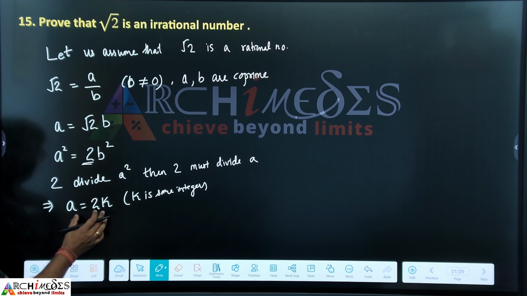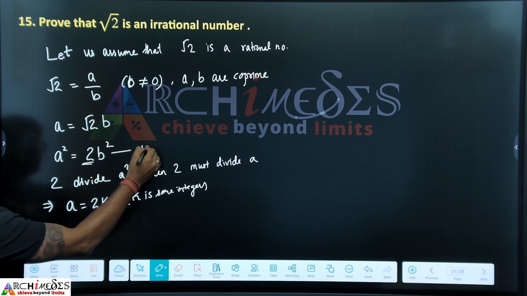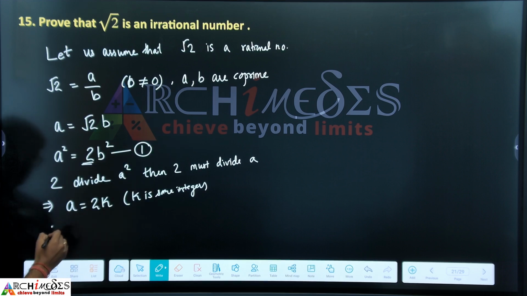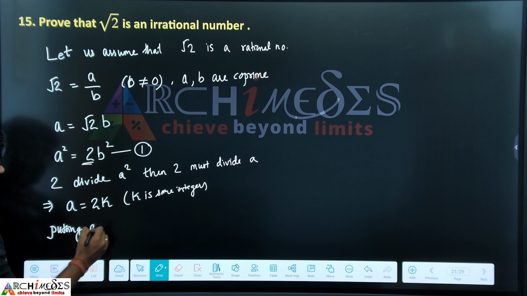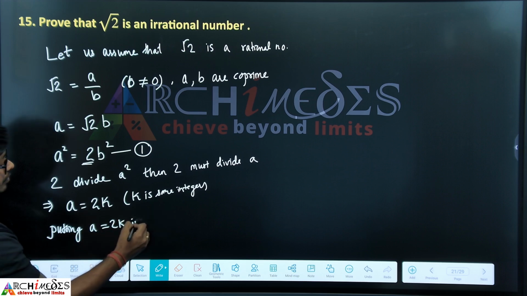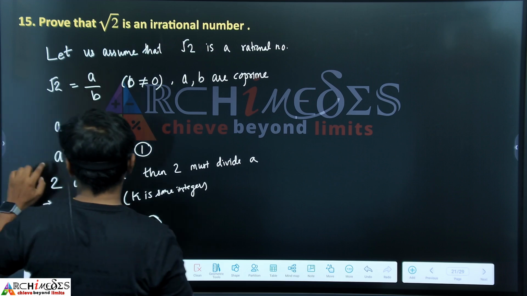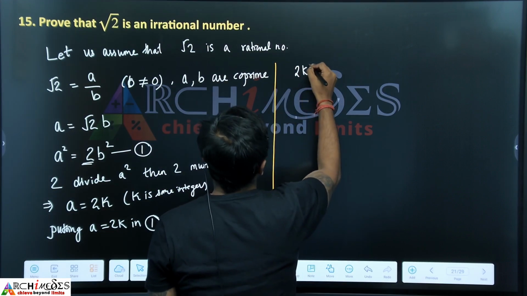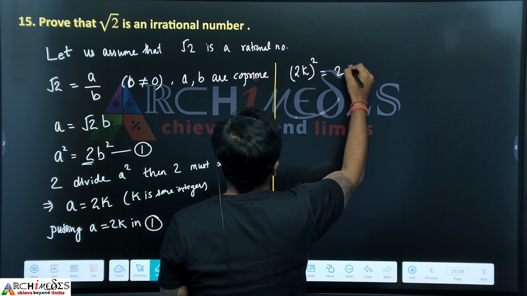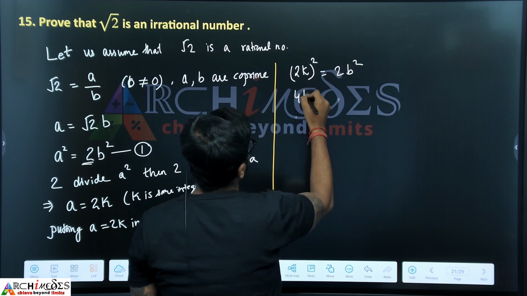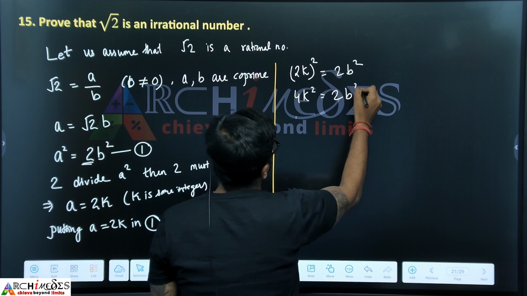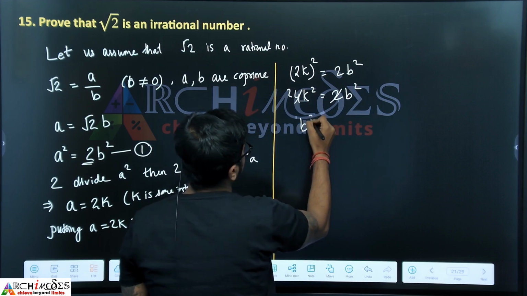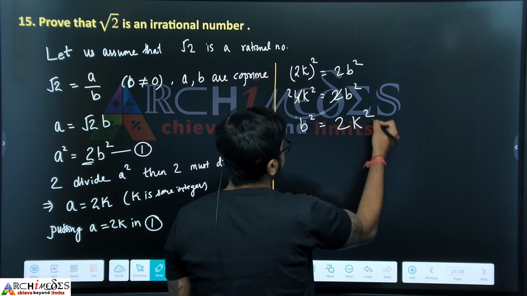So now put these values in equation 1. That means putting a equals 2k in 1. If we put the value of a here, we get (2k) whole square equals 2b square. So 4k square equals 2b square. So 2 cancels, and b square equals 2k square. Yes or no?